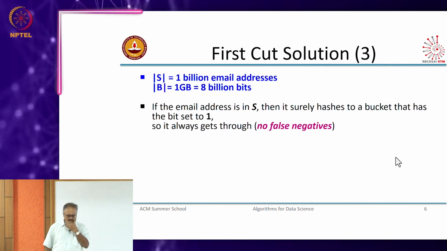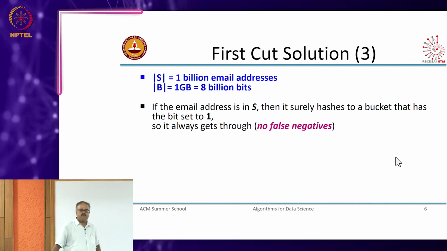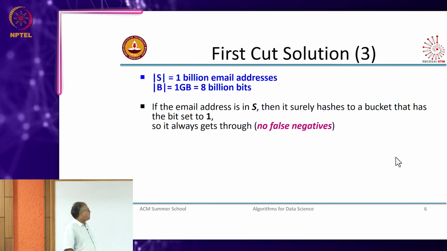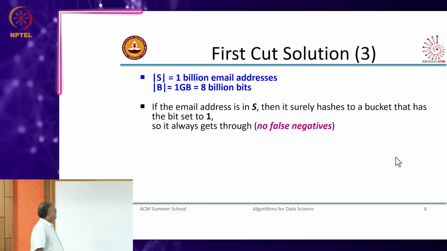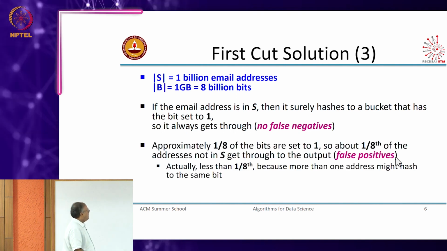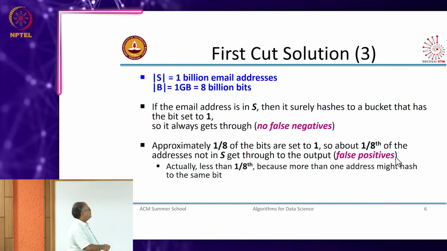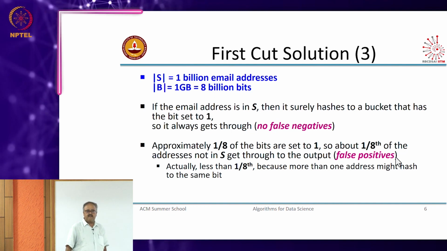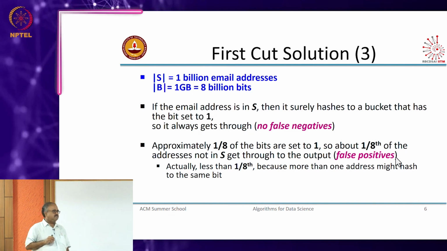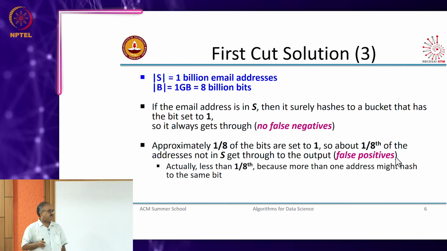So, how bad is it? Let us say that I have a billion email addresses, and I have a spare memory of 1 GB, which I can use for this bit array. So, that is about 8 billion bits. If the email address is in S, that is fine, no false negatives. Now, if you think about it, because I am hashing a billion email addresses into 8 billion buckets, roughly 1/8 of the buckets will have a 1, at most 1/8 of the buckets will have a 1, the rest will have zeros.